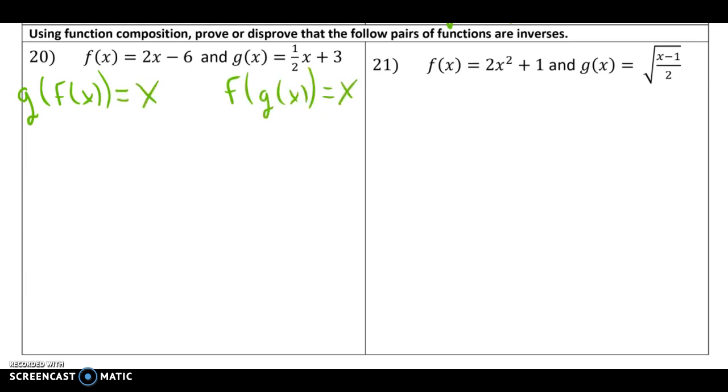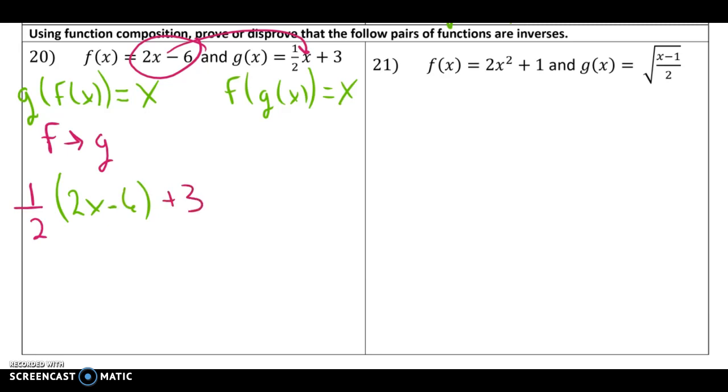So we're going to start with taking f and putting it into g. So all of this is going to go in here. So I'll still have the 1/2. I'm going to switch colors just so you can see. In for x is going to go f of x. So here you go, you can kind of see the difference. And then I still have the +3. And my job is to simplify this now to see if I can get just x.